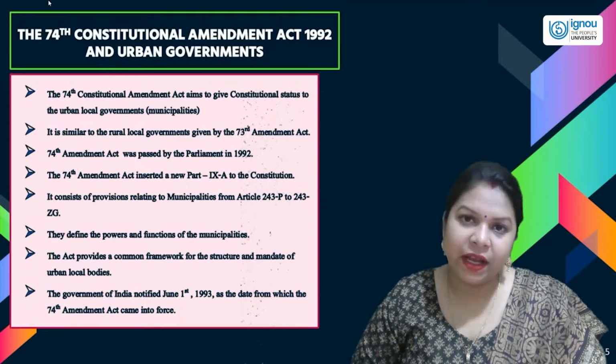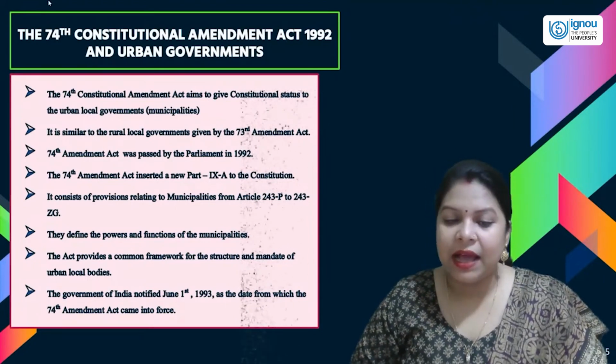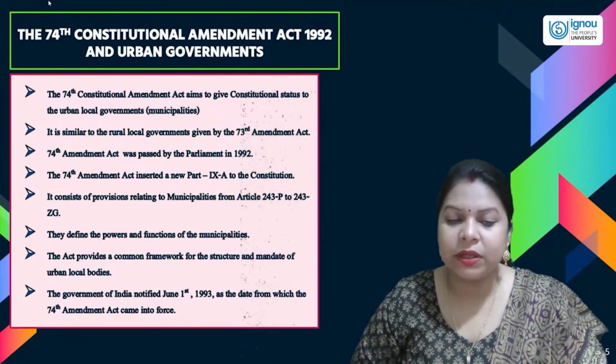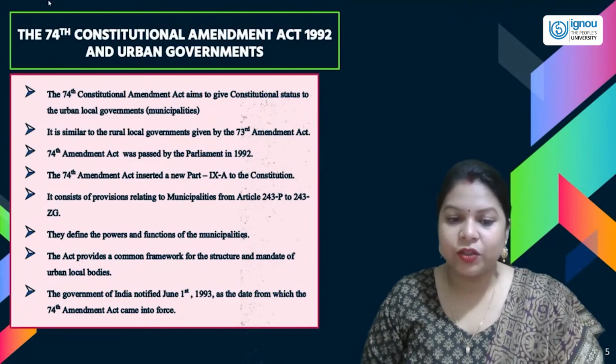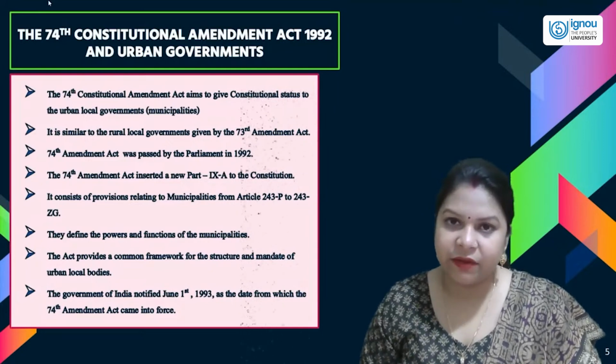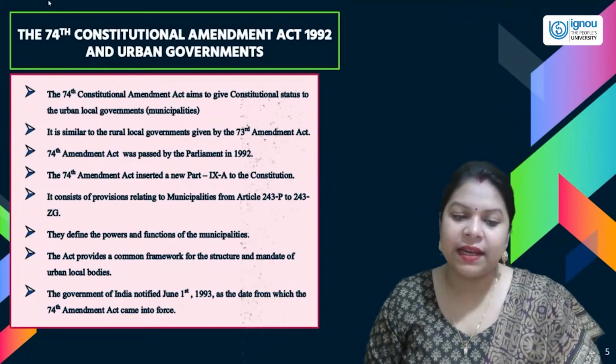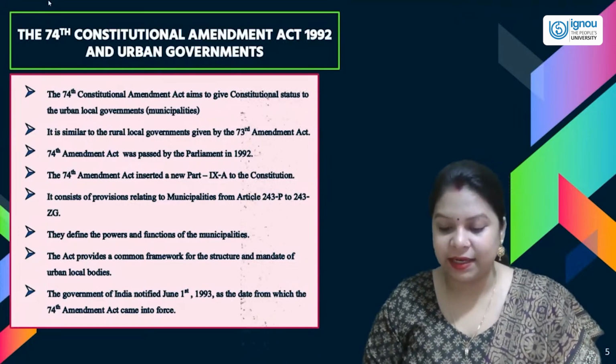The Government of India notified June 1st, 1993 as the date from which the 74th Amendment Act came into force. This date is very important because from this date onwards, the 74th Amendment Act was enforced. It came into force on June 1st, 1993.